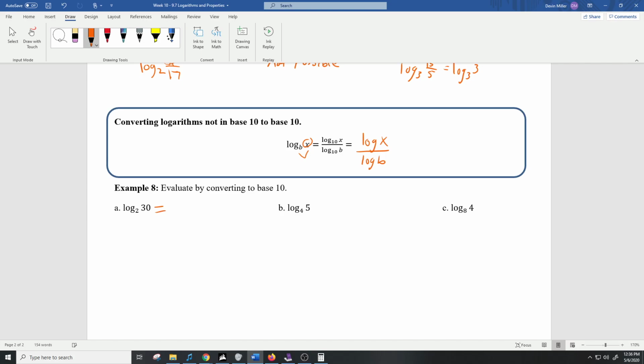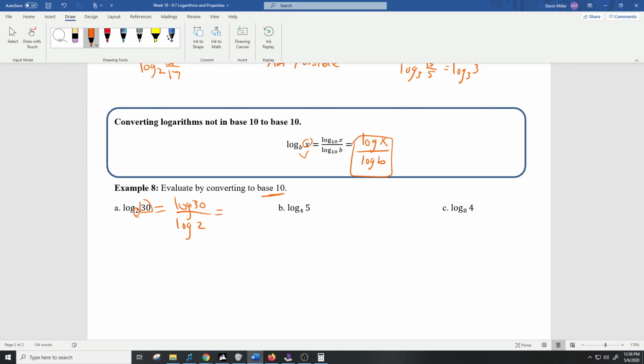So log base 2 of 30, we're going to evaluate this by converting to base 10 first. So I'm going to use the property up here. Log base 2 of 30, all you have to do is write log on top. The x came from the big number out here, so it's log of 30 divided by log of b, which in our case is 2.